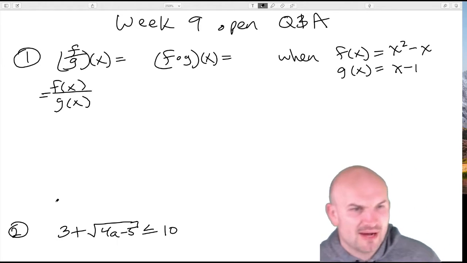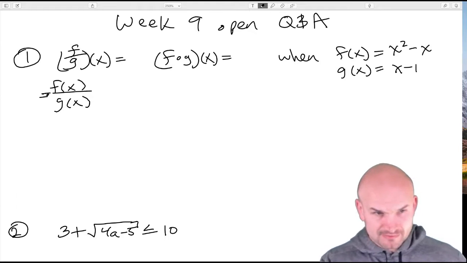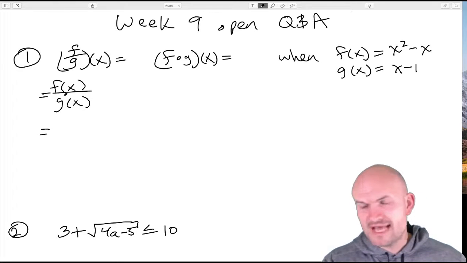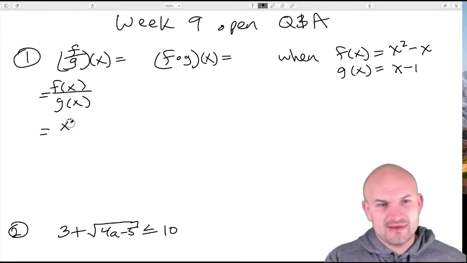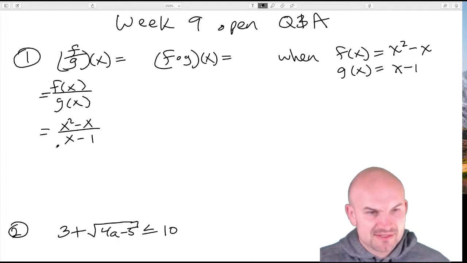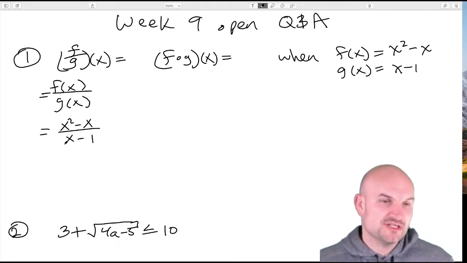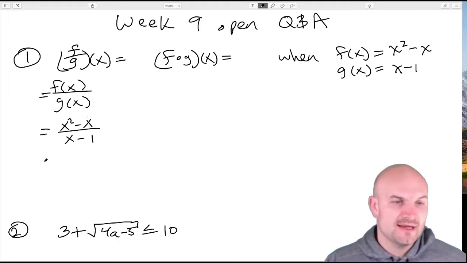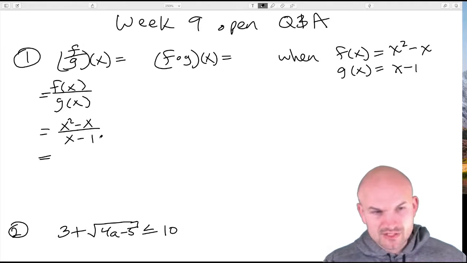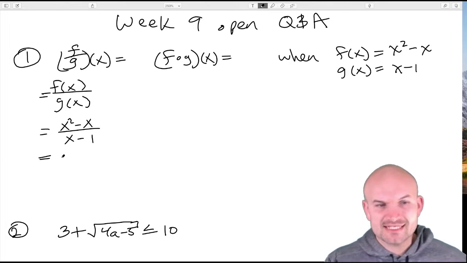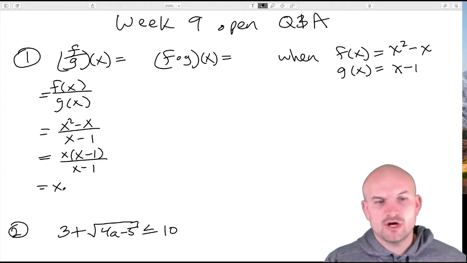All right. So I have f of x divided by g of x. So now I'm just going to replace the f of x with x squared minus x, and g of x with x minus 1. Now, a lot of times, typically from here, we're looking into identifying either the domain or to see if we can simplify this at all. In this case, we can factor out an x in the numerator, and therefore we would have an x minus 1 over an x minus 1. And therefore we could actually just simplify this to x.